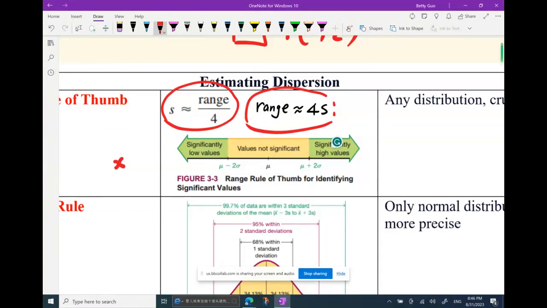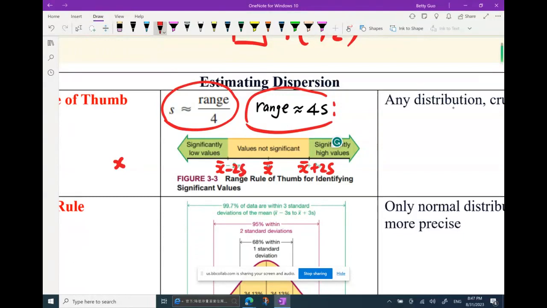Yeah, we consider if a specific value in the data set is significantly high or significantly low. Okay, how do we know that? So this is mu. Mu is the population mean. We can actually change that to x bar, the sample mean, because when you look at the homework, it's all about samples. And here is the sample mean plus 2s. This is the sample mean minus 2s.